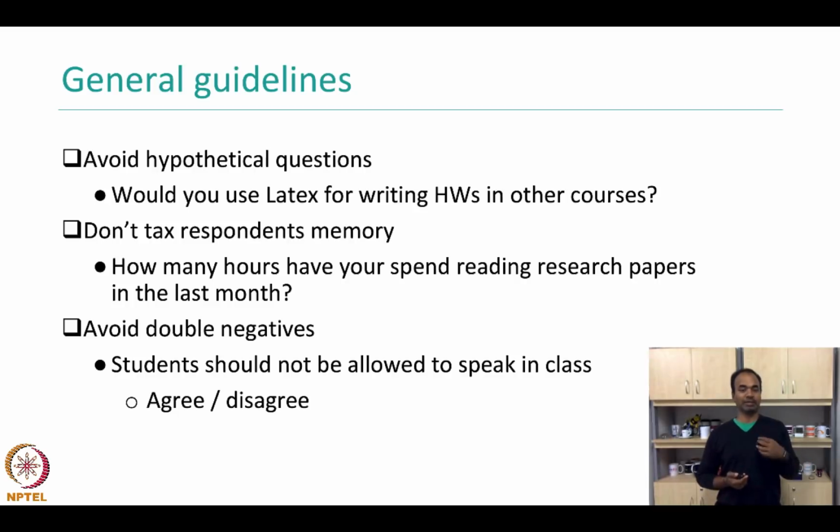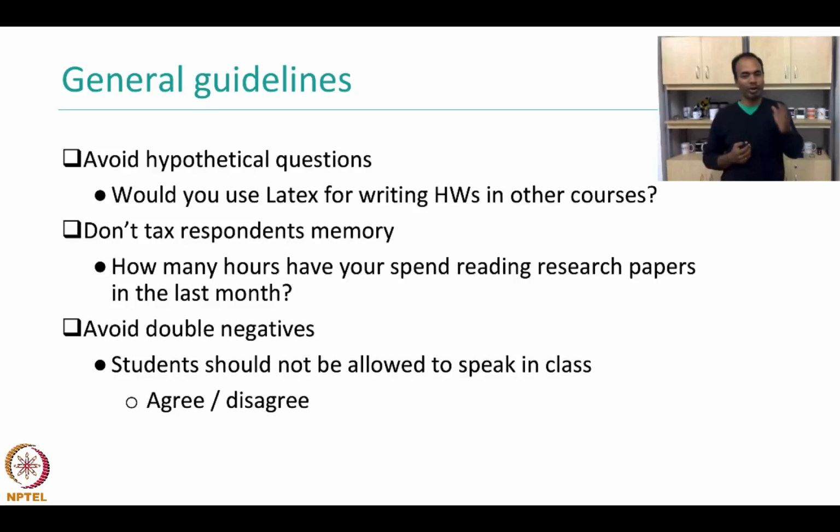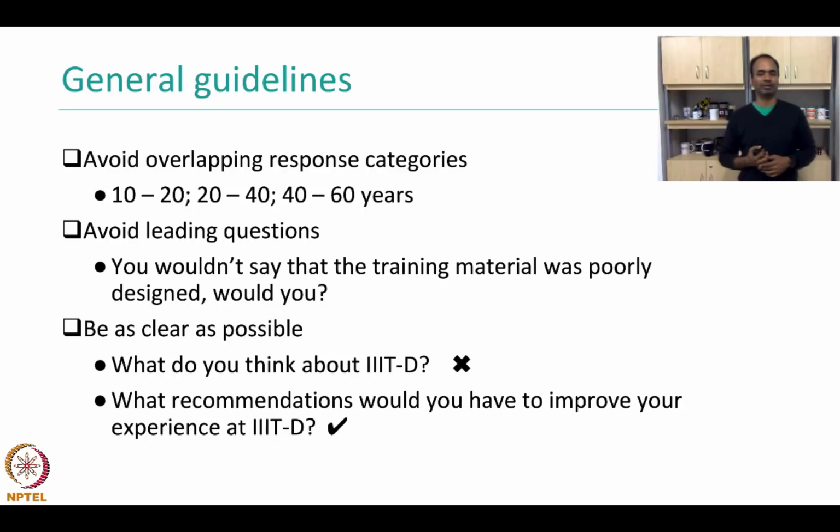Avoid double negatives. Students should not be allowed to speak in the class. Agree or disagree. Meaning disagree is going to be a double negative here. So it may be hard for respondents to decide what they are agreeing or disagreeing with. Avoid overlapping responses, which I said before: 10 to 20, 20 to 40, where 20 is there in both responses. Which one do I fill?